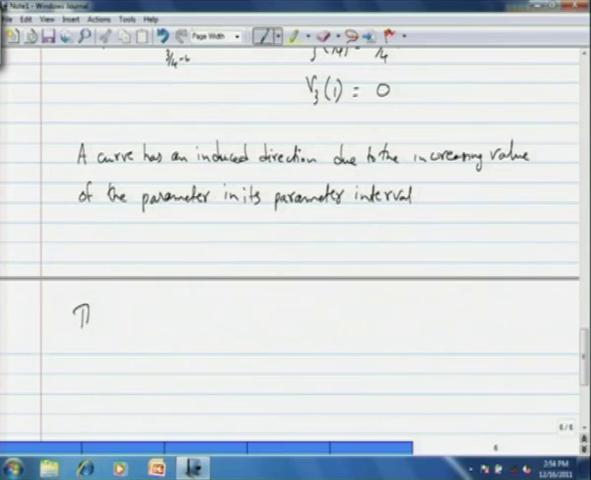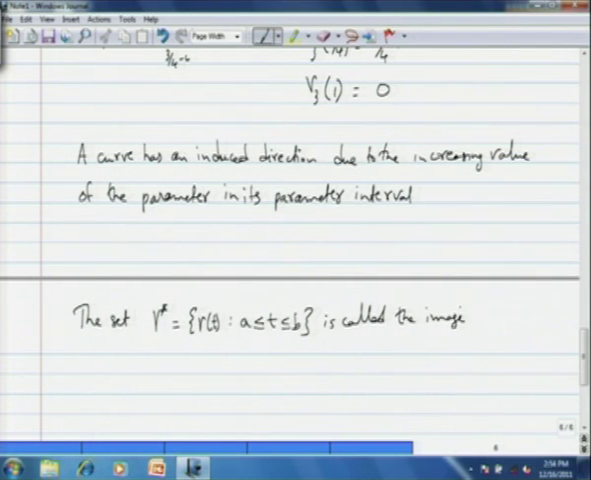The set which is the range, the set gamma star equals the set of all gamma of t such that a is less than or equal to t less than or equal to b, is called the image of a curve gamma over the parameter interval a b.